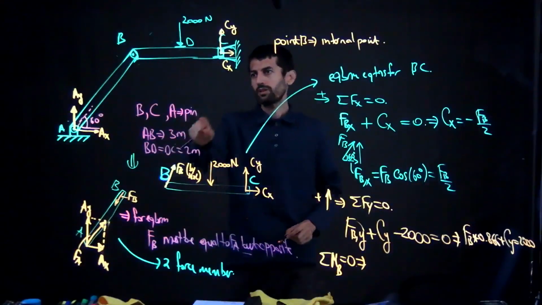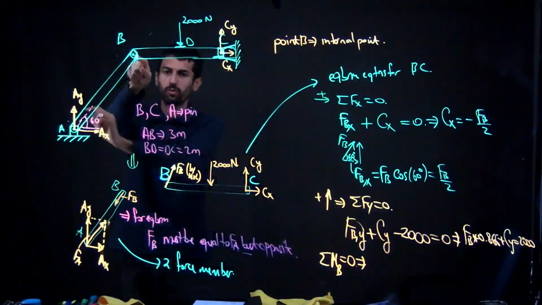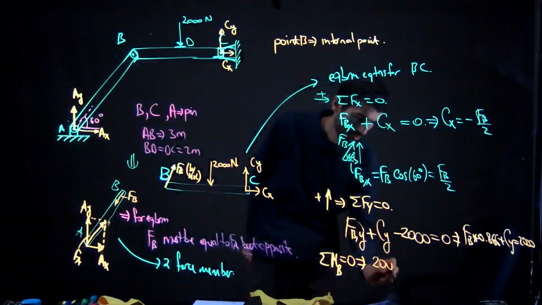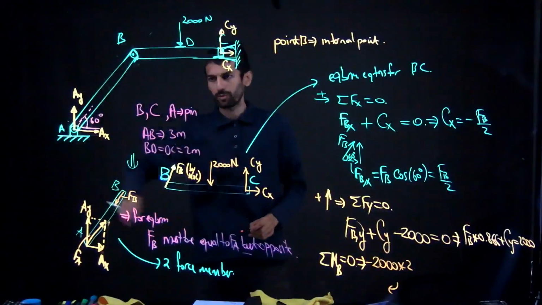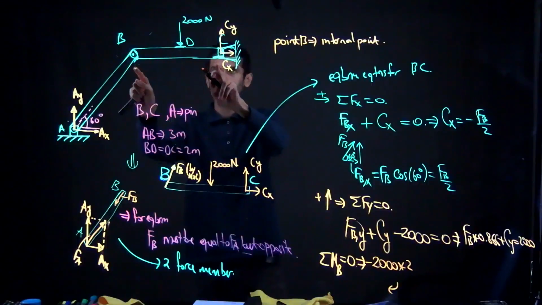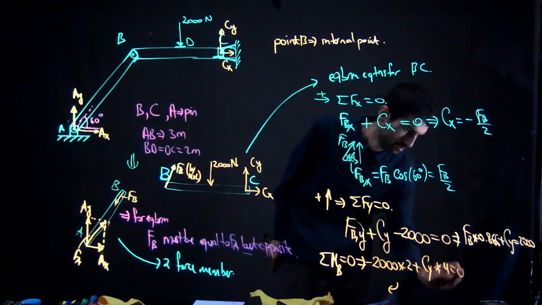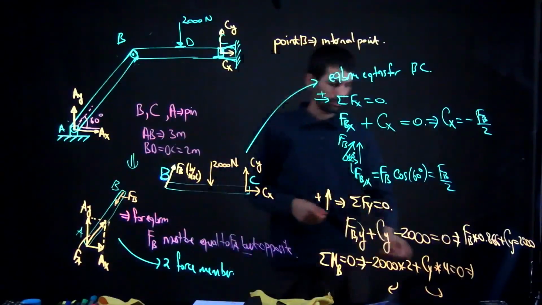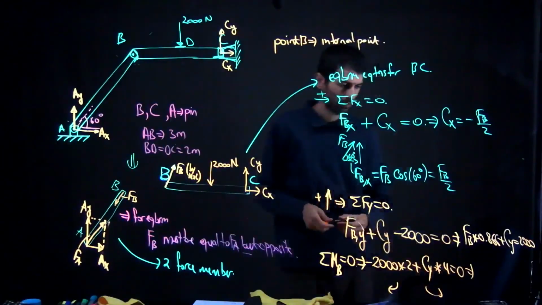And then from here, it follows that about point B, 2000 newtons creates a clockwise moment with an arm of 2 meters. So it will be 2000 times 2 with a clockwise moment negative. Then Cy will create a counterclockwise moment about B with an arm of 4 meters. That one is a counterclockwise moment. So from here, we just found that Cy will be 2000 times 2 by 4.